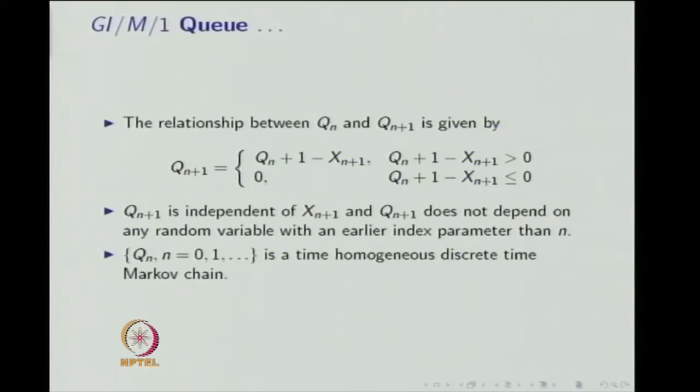We know that X_{n+1} is independent of Q_{n+1}. Hence, Q_{n+1} depends only on Q_n, and Q_{n+1} is independent of X_{n+1}. Therefore, Q_n forms a time homogeneous discrete time Markov chain.